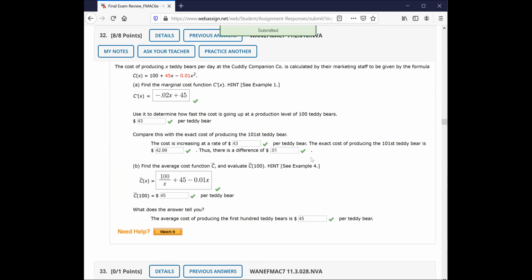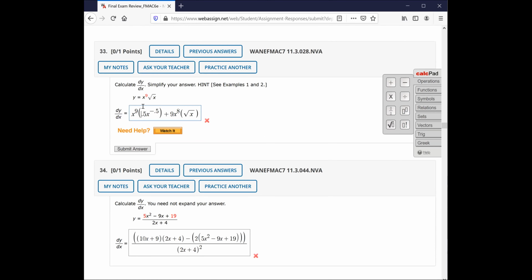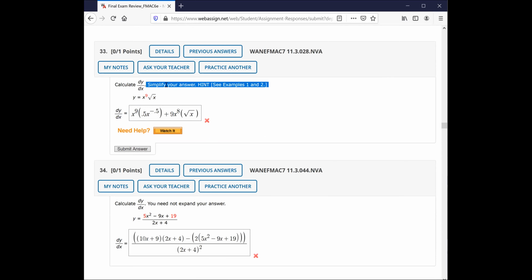Okay, so we're at dy dx here. Yeah, 33 looks really good. I need to be outside of the parentheses. Is this one fine? 9x to the 8th square root of x. It does say to simplify your answer. Oh, okay, that's probably why. That could possibly be why you got it wrong. Sorry to say that. That's probably why it wasn't marked as correct.